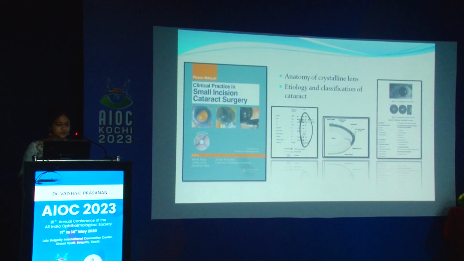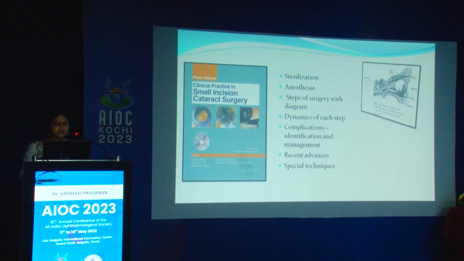And this textbook by Ashok Garg on small incision cataract surgery, it's a very big book, around 1000 pages, and it starts with anatomy of crystalline lens, etiology and classification of cataract, and also it gives a brief idea about how OT instruments are sterilized, anesthesia, step of surgery, and dynamics of each step are given in detail in this book. Also, it tells about the complication, recent advances, and special cases, like in case of pediatric cataract surgery also it discusses. And this is available, actually you can buy it from Amazon, and this book comes with a CD-ROM which has surgical videos also.